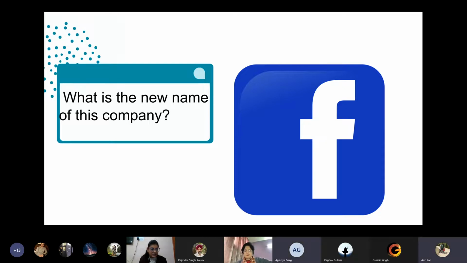We'll go with metaverse, but that was a theoretical concept. Okay, so it is not metaverse, it is meta. Okay, you were quite close, but you didn't confirm with metaverse or meta. Sir, should we give them? Yeah, I think we can give them. Okay, so team B scores a 10 over here.